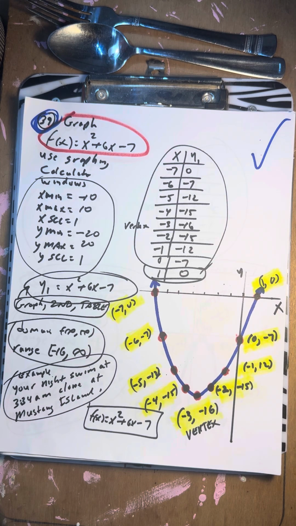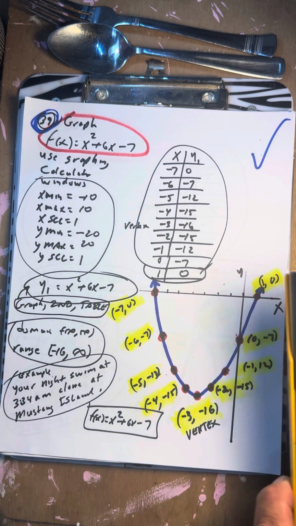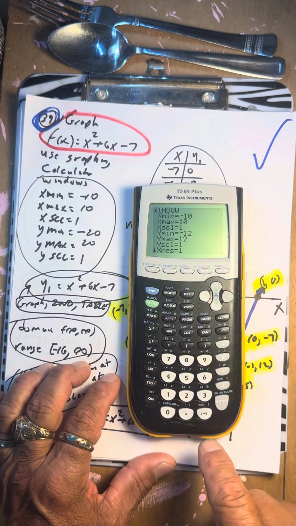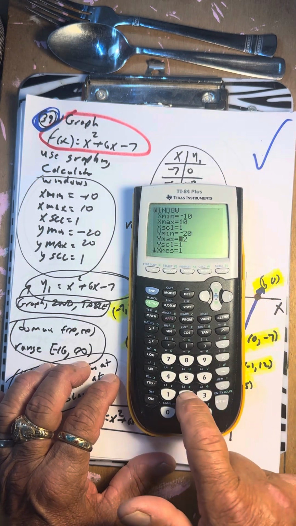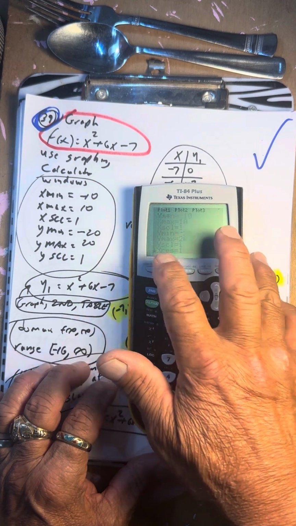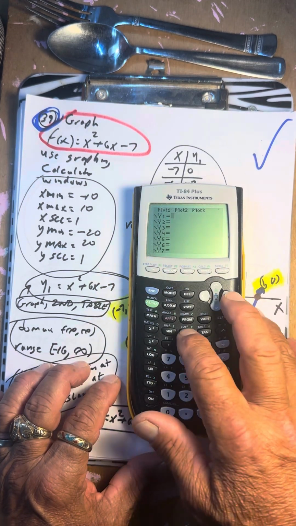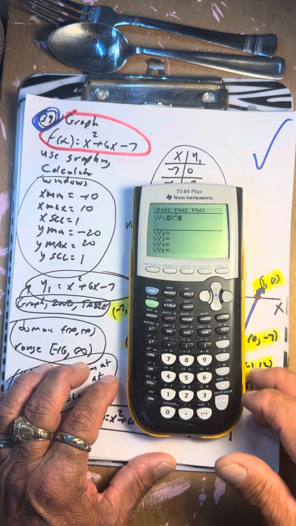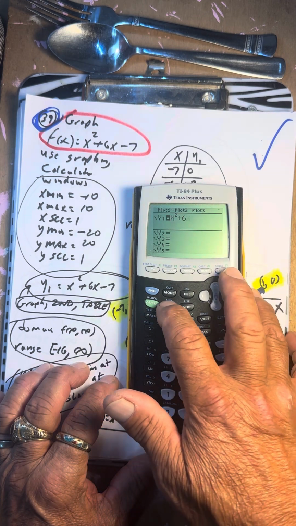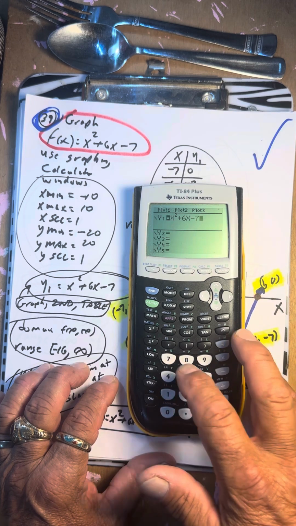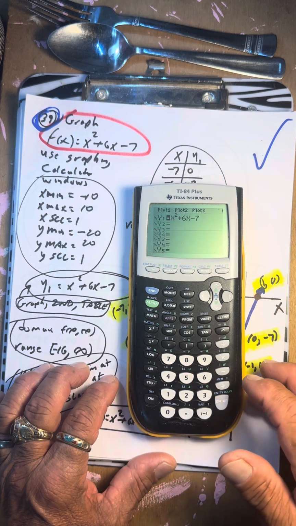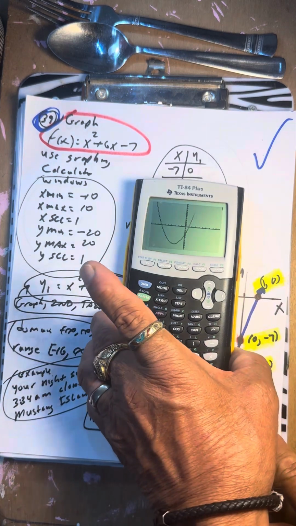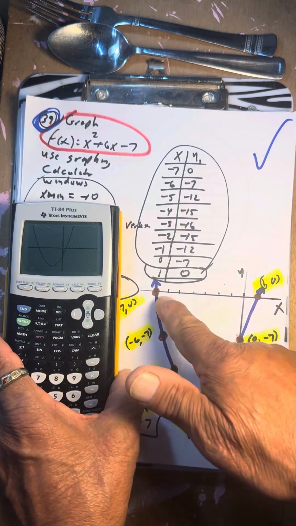And let me set this one up for you guys. So negative 10, 10, that's fine. Negative 20 and 20. Okay, and then y equals 1x squared plus 6x minus 7. Is that it? Yep. Hit graph. And it graphs like this over here somewhere.